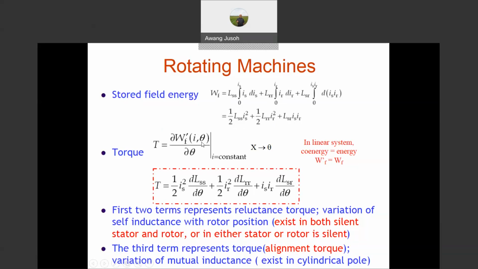Since we assume that WF prime equals WF, we just substitute this formula into this one. So we take the partial derivative of the co-energy with respect to theta, and then we find this torque equation. Torque equals half IS squared dLSS over d theta plus IR squared over 2 dLRR over d theta plus IS IR dLSR over d theta, where the first two terms we call the reluctance torque, and the last one the alignment torque.